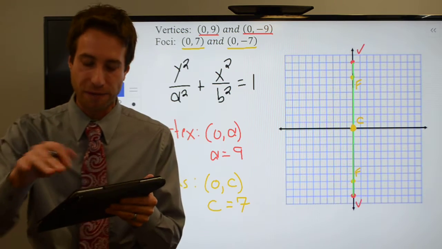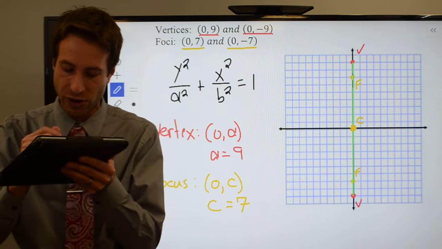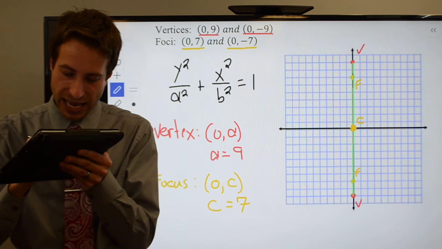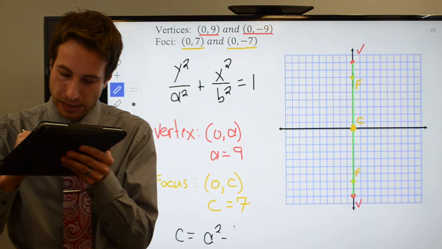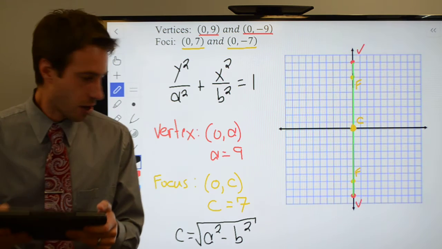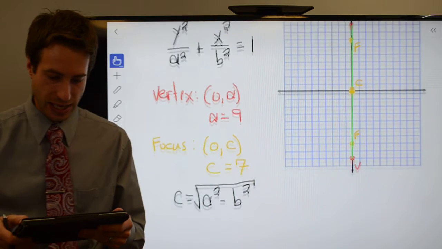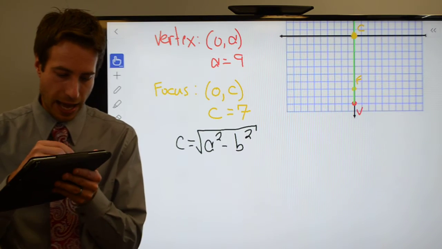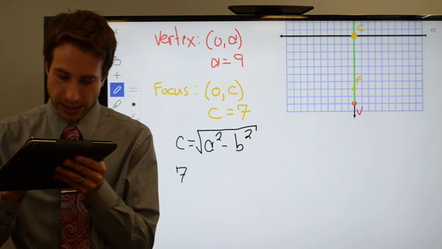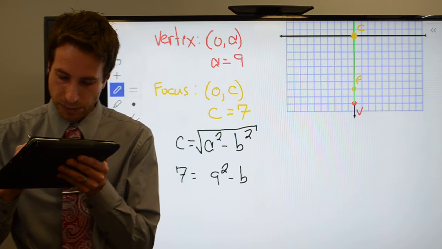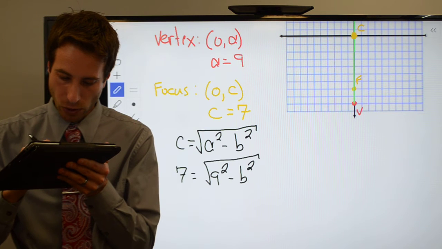Okay, so I go to my formula sheet, I look for the Pythagorean theorem for ellipses, and it says that C is equal to the square root of A squared minus B squared. All right, so that's right off the formula sheet, and now it's just plug and chug. Don't fat finger something on your calculator. C is 7, A is 9, which we'll square, minus B squared. That's what I'm solving for.